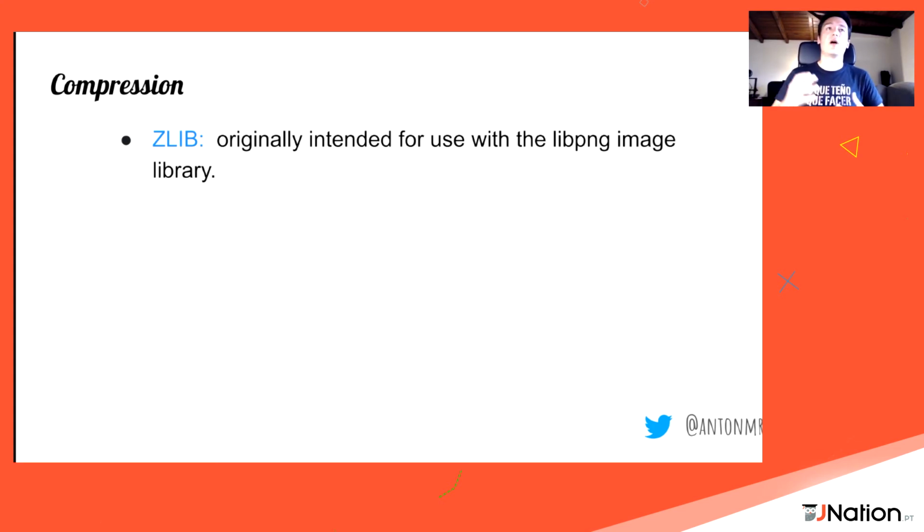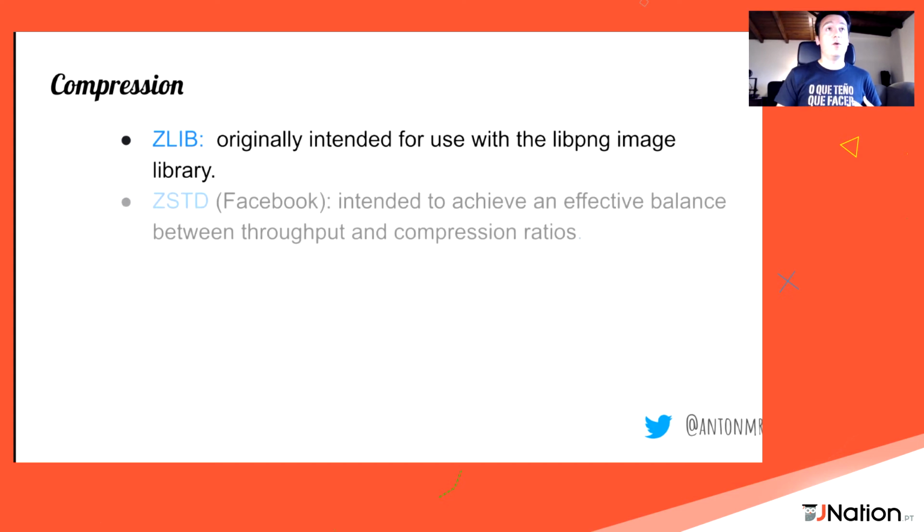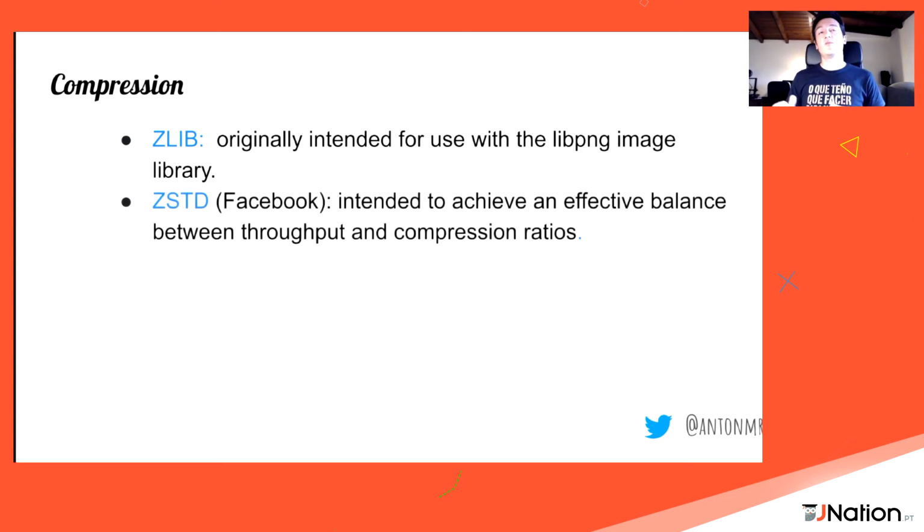And because of that, we have other alternatives. For example, zstd, this is a compression algorithm from Facebook. It has a similar compression ratio to zlib, but it doesn't require so much work in the producer and the consumer side. So it's more efficient.